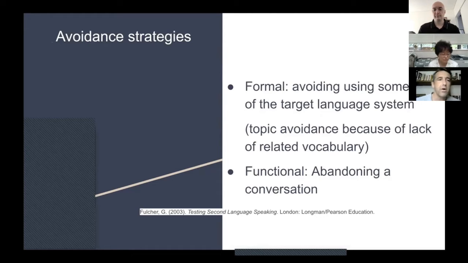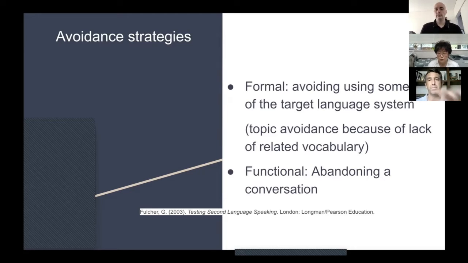Okay, so in fact, there are 2 strategies. The first one that I'm going to talk about is avoidance. It's an avoidance strategy, and CEFRJ breaks that down into 2 categories within the avoidance strategies. The first one here is formal, and it's where a speaker would avoid using some part of the target language system. An example given in the research is, for example, maybe a student won't talk about going shopping because they don't feel comfortable that they have enough language to talk about that.